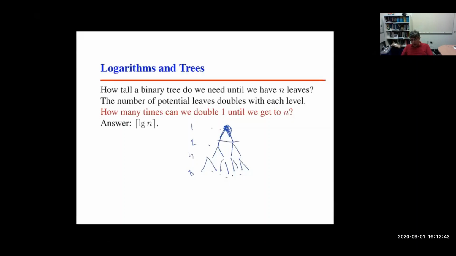I started at 1, I got 2. I started at 2, I got 4. How many levels will it be till I have n nodes there? It's how many times I double from 1 to get to n. After a height of log n, my tree will have n leaves. Any questions about that? That's why a lot of algorithms on trees are going to be log n in height when we talk about data structures. Any questions?